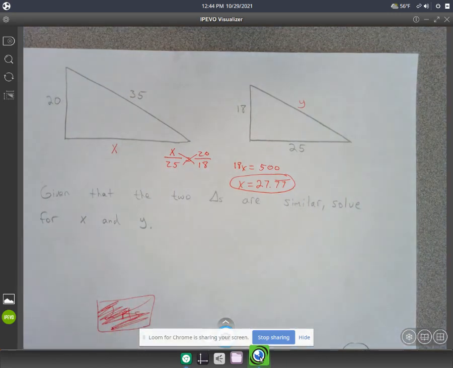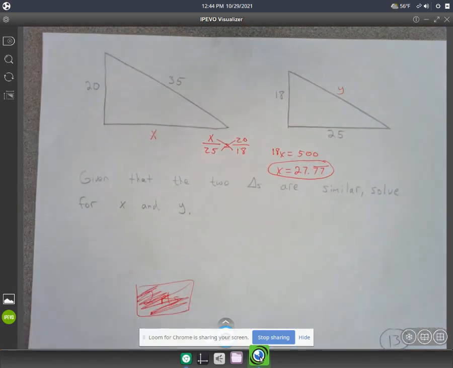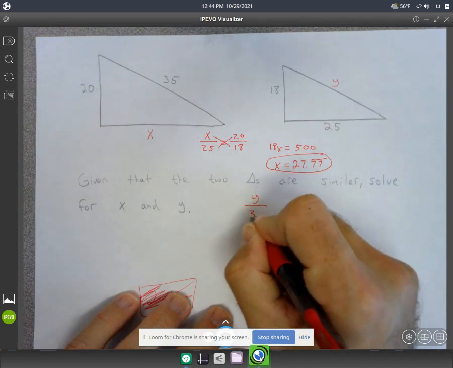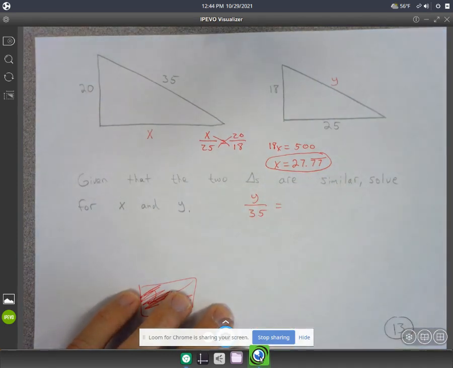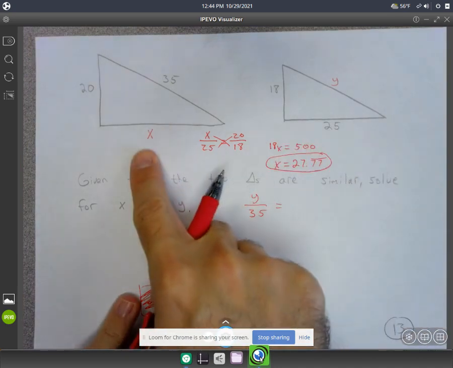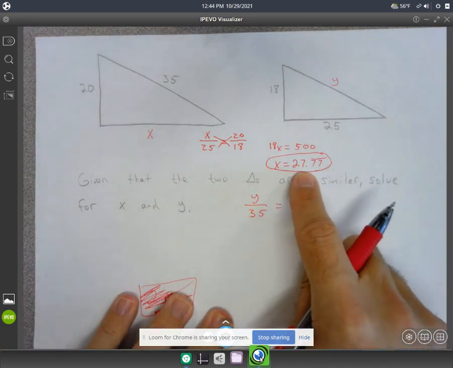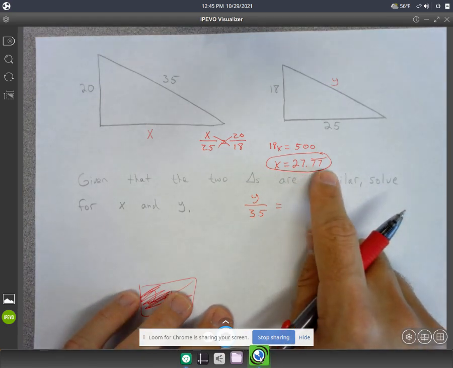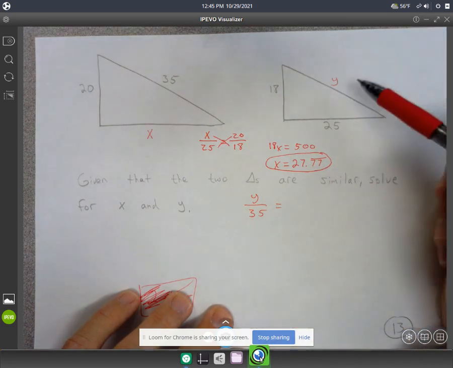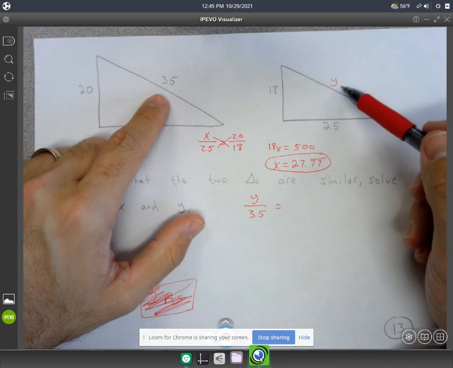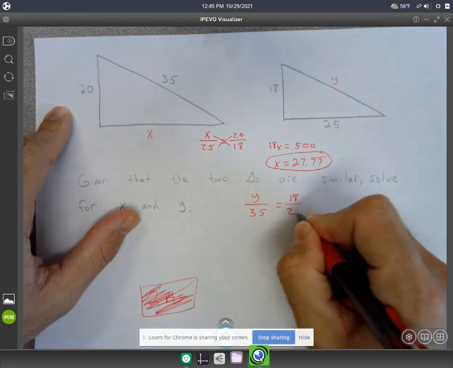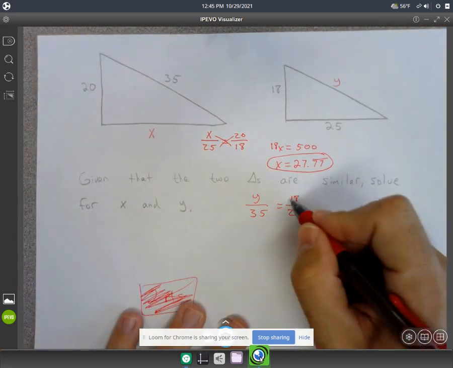Okay, so when you set up your equation for y, I could do y over 35, and then I could do 25 is to x. But if I did that, I would need to use 27.777, with several of those repeating sevens. So instead of going y to 35, I'm going to go 18 to 20. Okay, 18 is to 20. All right, that'll do it.